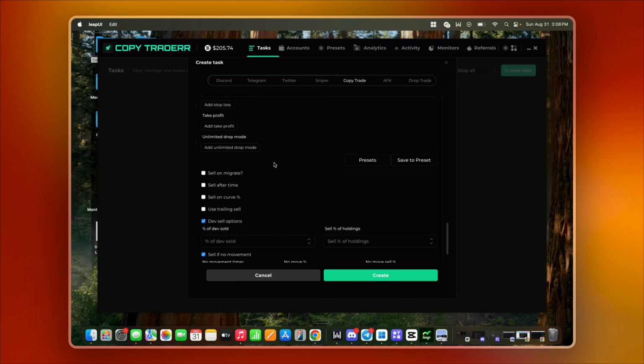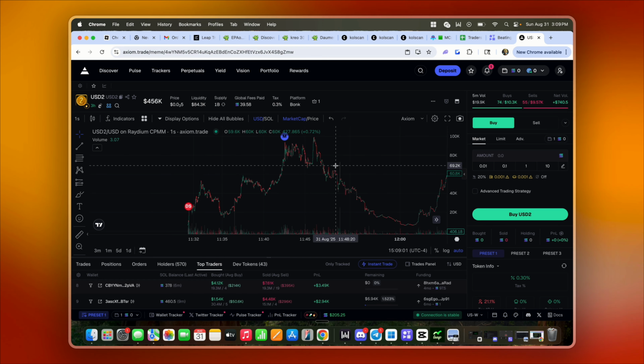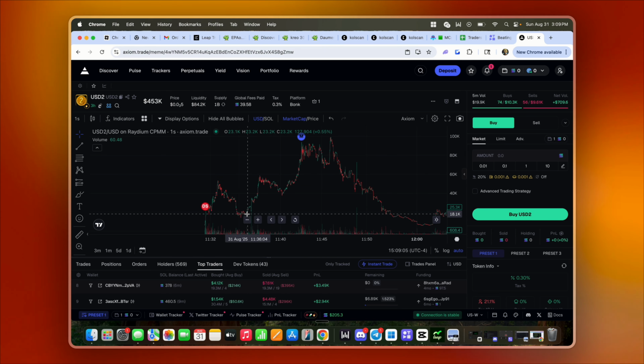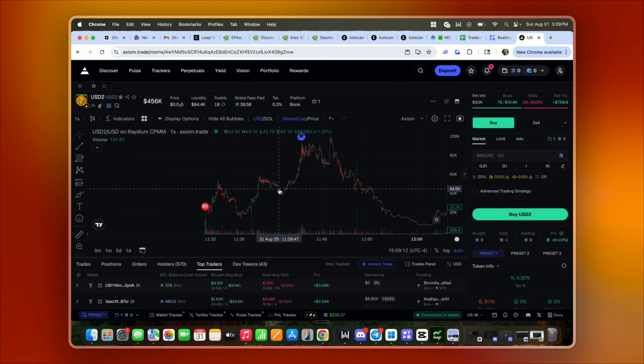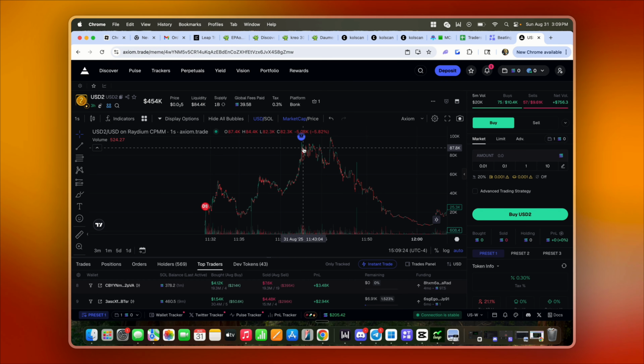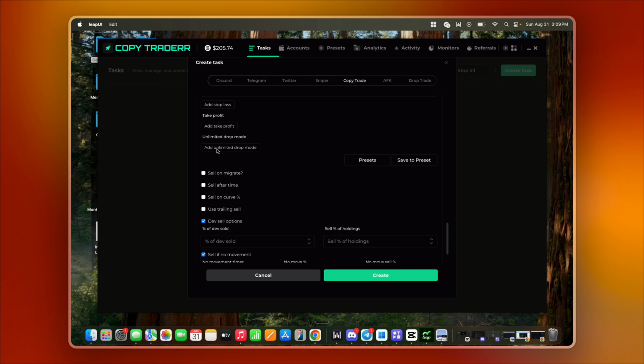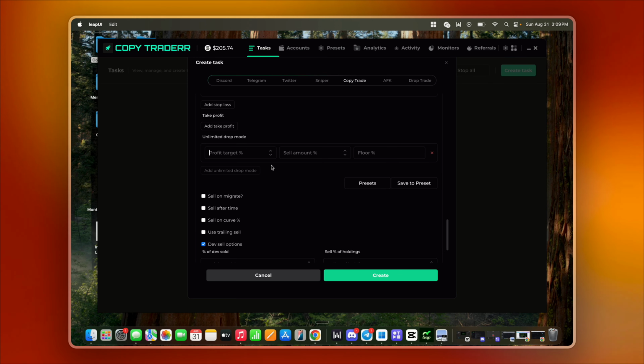Now what unlimited drop mode does is it allows you to follow a token up. Essentially, if you got into the token here, it'll allow you to follow the token up without having to use a take profit, and it will only sell if the token starts to come down a certain amount. This way, if it doesn't come down too much and keeps going up, you can have a take profit that is even higher. What it would look like would be, okay, if I have a token that goes up 50%, I want to sell 100% if my token comes back down to 0%.